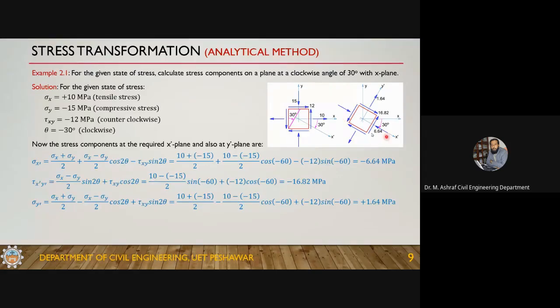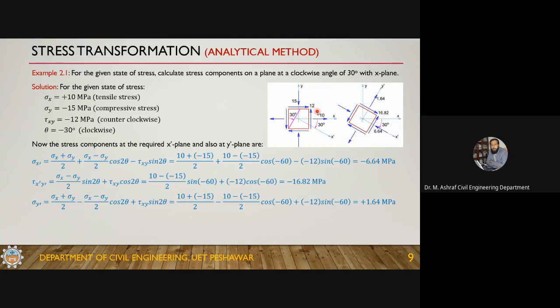Now you convert this state of stress to this state of stress. You rotated it. Here you can see that the shear is plus 12, but here the shear is 16.82, obviously higher than this one. There will be another plane at which the stress will be even higher than this value.